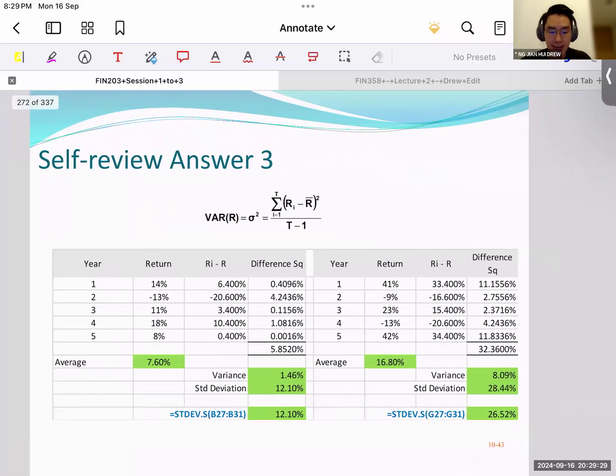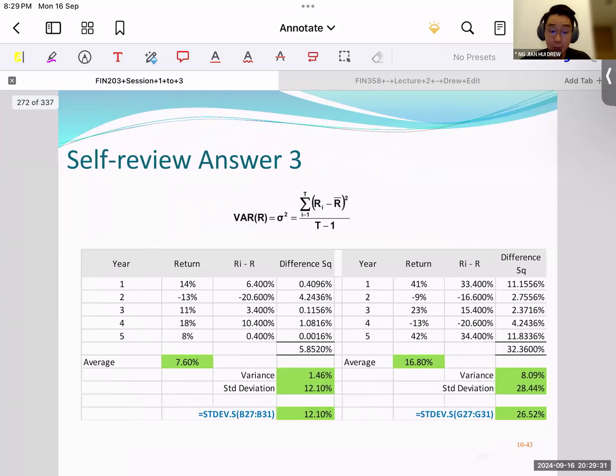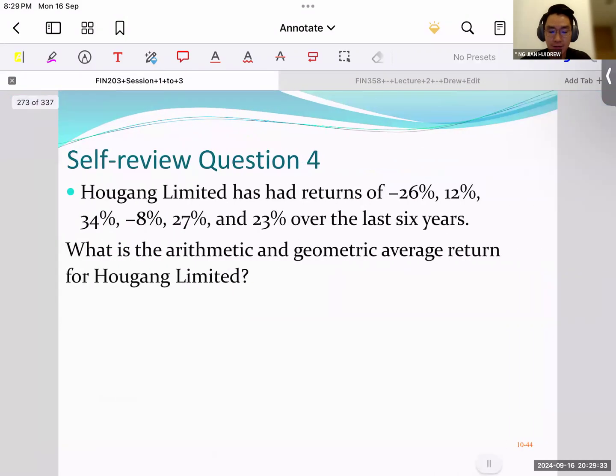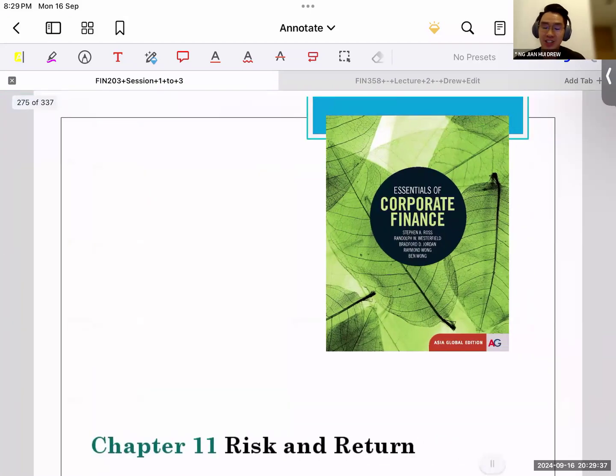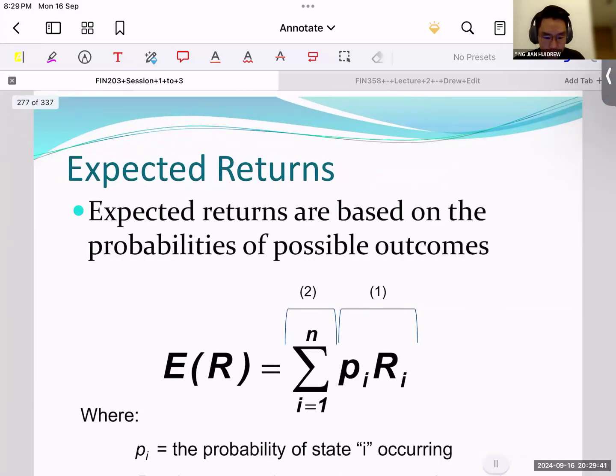Right? So these are some examples for you to practice. I really encourage you to give this a try because it really helps you understand how to do the calculations, right? So let's move on to the second part of the lecture here.